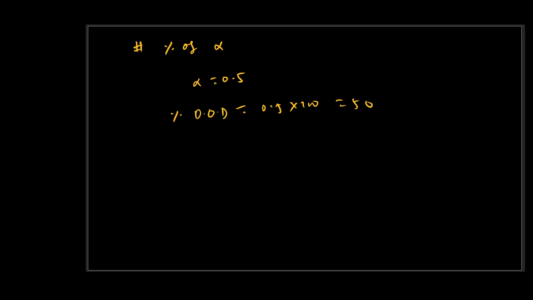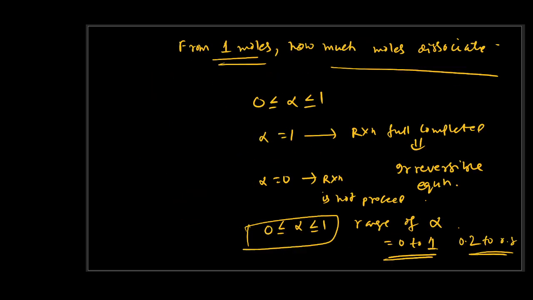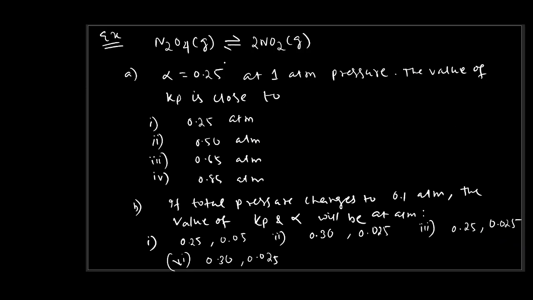So let's solve some problems related to the degree of dissociation, so that through problems we understand more about alpha. One problem we have: suppose N2O4 gas is in equilibrium with 2NO2 gas, and alpha is given as 0.25 at 1 atm pressure. The value of Kp is close to? So the alpha value is given, and they ask us to calculate Kp.